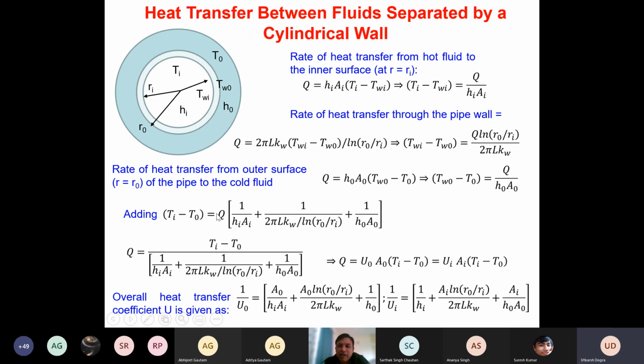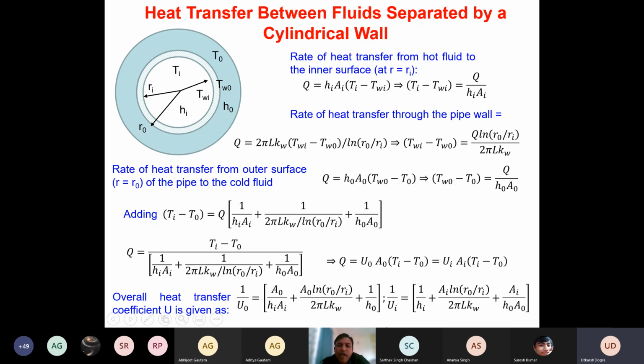So Ti minus T0 is given as Q. We can take Q common here, and what we will get inside the bracket is 1 upon Hi Ai plus 1 upon 2 pi L Kw divided by ln R0 by Ri plus 1 upon H0 A0. Correct, isn't it? Again, one more thing to note down: we are not looking at unsteady state. We are not looking at a generation term, therefore this capital Q will be the same. Capital Q in this metal wall, outside, everywhere it is going to be the same. Do you all agree?